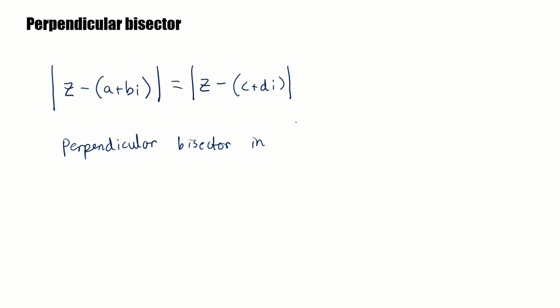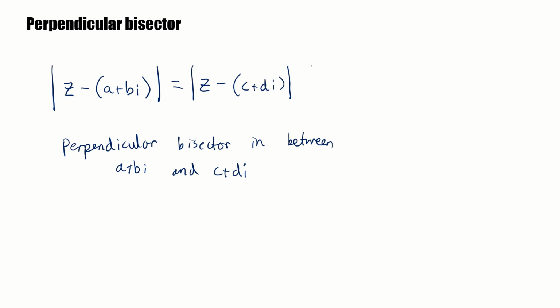So it's a perpendicular bisector in between a plus bi and c plus di. Of course, a reminder from Maths A level: a perpendicular bisector, the clue is partly in the name, but breaking that down for you, perpendicular means it's 90 degrees to the 2 points, and bisector means cut in half, so it's going through the midpoint of the 2 points.